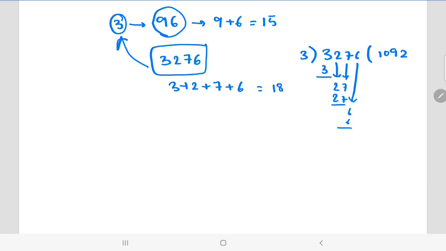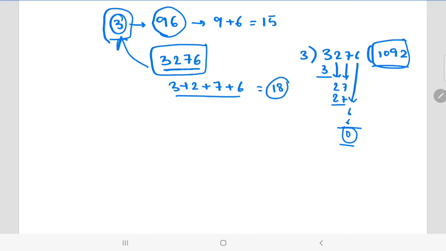3 2s are 6. So I got the remainder as 0. I got the quotient as a whole number. So what you need to remember for the divisibility rule of 3 is, if I add the digits in a number and the sum is divisible by 3, then that particular number is also divisible by 3. This is the divisibility rule of 3.